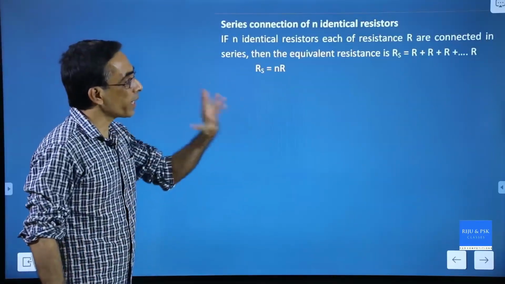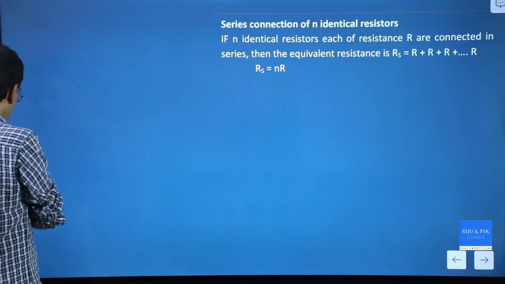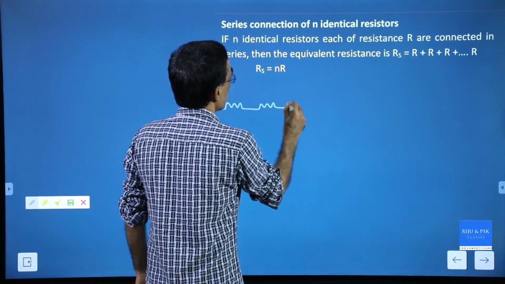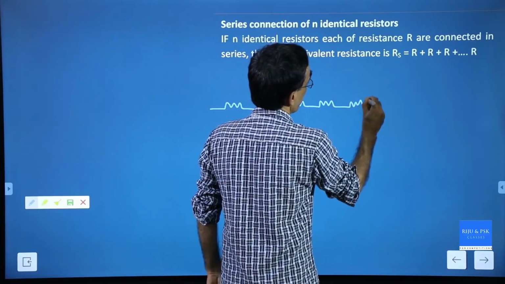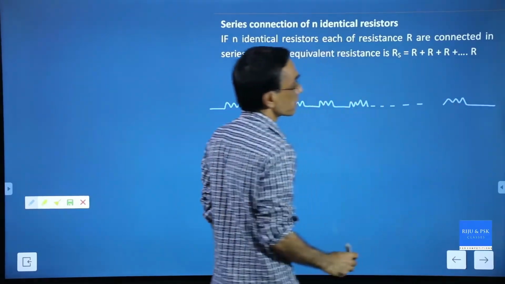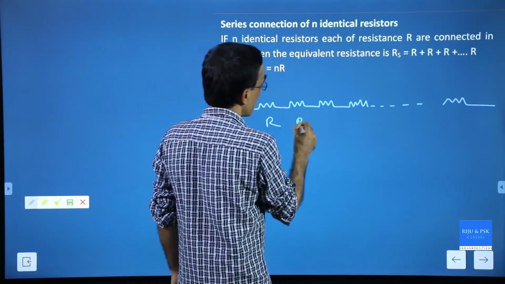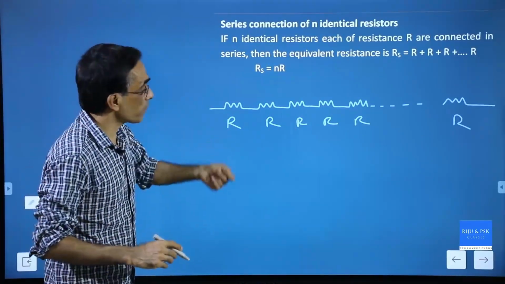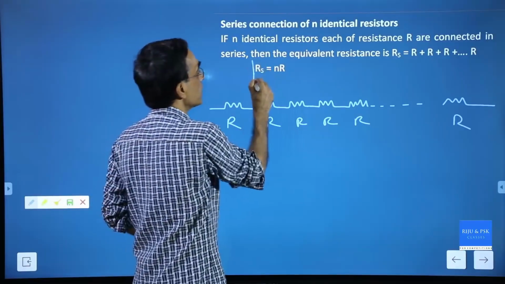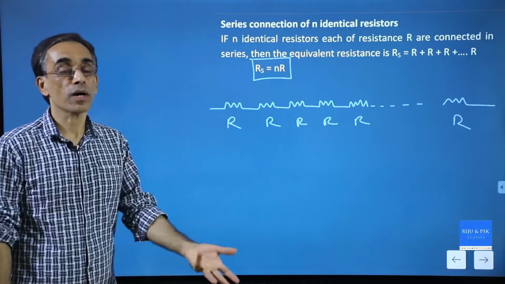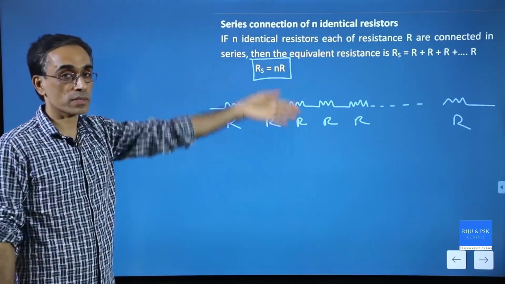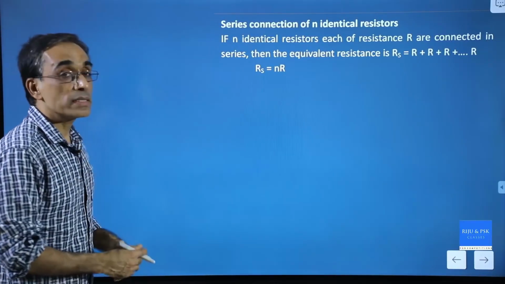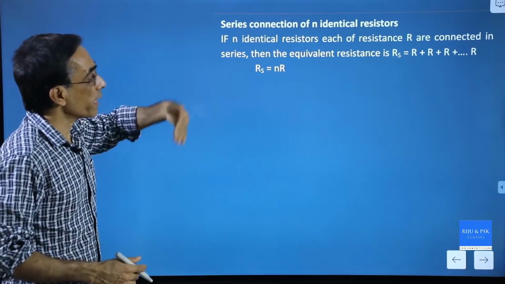What about so many identical resistors connected in series? Identical resistors in series. Suppose I have 1, 2, 3, 4, 5, etc. up to n resistors. This is R, R, R, R, R and up to R. Then you simply add them all. R plus R plus R plus R plus R plus R. How many R's? N R. So the series connection will give you RS equal to N into R. Series connection always gives you more resistance. That's about the series connection of identical n resistors.